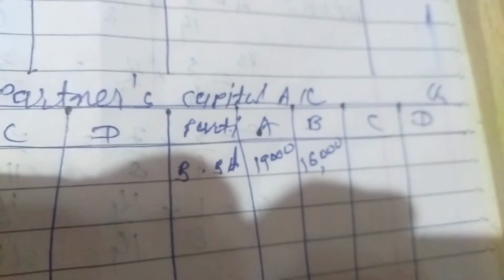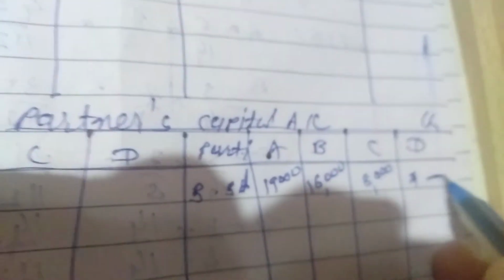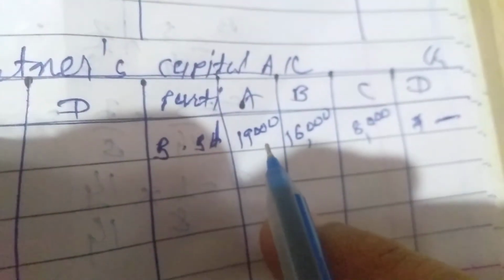For the opening balance, where do we write it in the capital account? On the credit side, balance b/d. A 19,000 is given. Balance of B is 16,000. A 19,000, B 16,000, and C 8,000, and how much will D bring? 7,000 as his capital, so he will bring that. So here we have written the opening capital. Then in cash account also the opening balance.